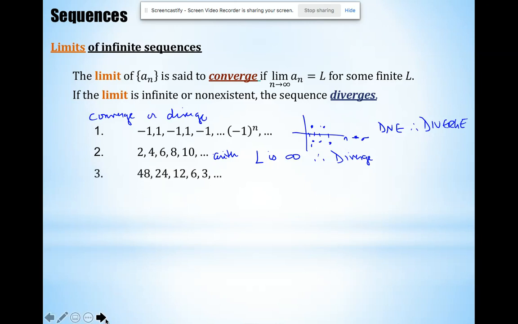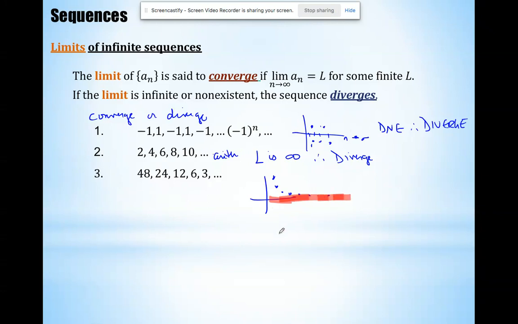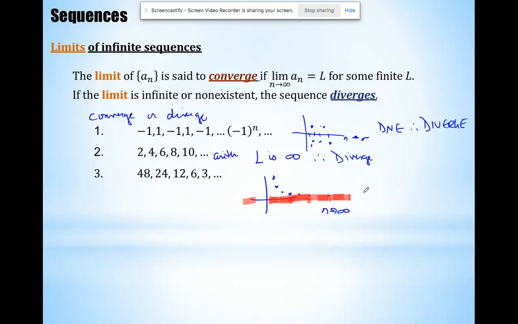How about this one? 48, 24, 12, 6, 3, 3 halves, 3 fourths, 3 eighths, right? Asymptotic. Approaches this horizontal asymptote, the limit of the terms as n goes to infinity. The limit is 0. 0 is a number. Therefore, we say this sequence converges.